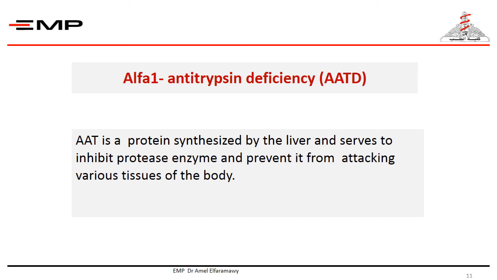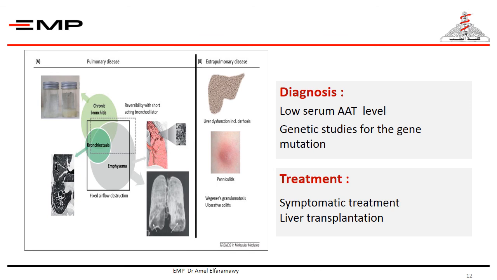Alpha-1 antitrypsin is a protein synthesized by the liver and serves to inhibit protease enzyme and prevent it from attacking various tissues in the body. Alpha-1 antitrypsin deficiency is genetically inherited disease. The genetic defect alters the configuration of the alpha-1 antitrypsin molecule and prevents its release from the hepatocytes, so it will be stored in the liver, causing hepatomegaly and liver cirrhosis and portal hypertension. It will not also reach the lungs, so there will be lung tissue damage causing emphysema.